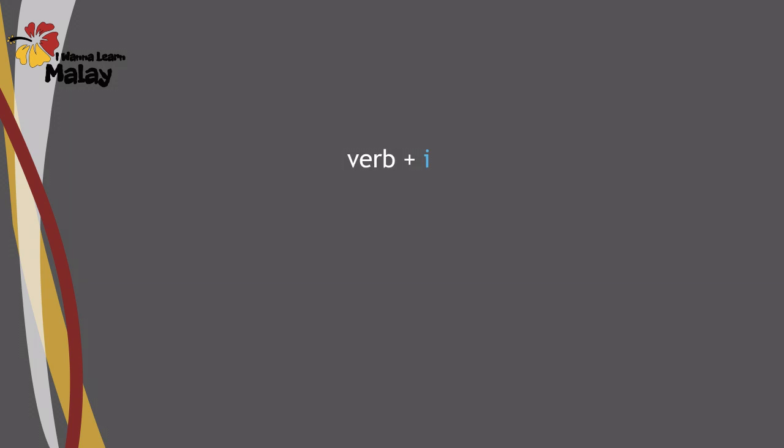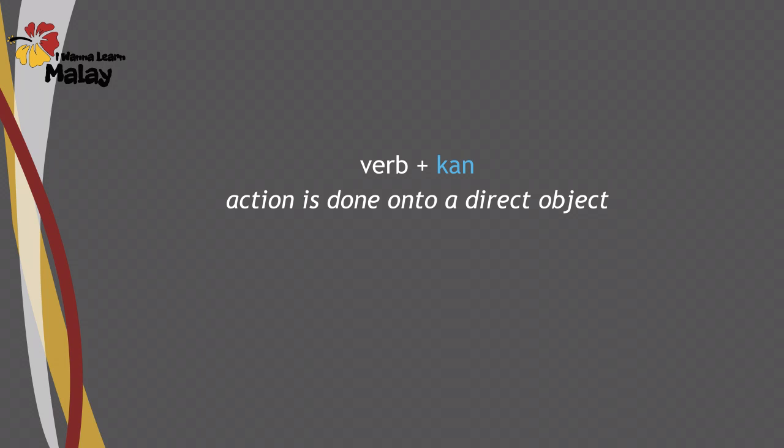In this lesson, we will dive into understanding the E suffix and how it's different from the kan suffix. Okay, so let's recap. The kan suffix is used with verb when the action is done onto something else. So in this case, it's particularly the action is being done onto a direct object. In some cases, there will be two objects in the sentence. One is a direct object and one is an indirect object.